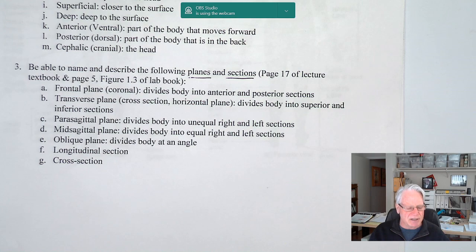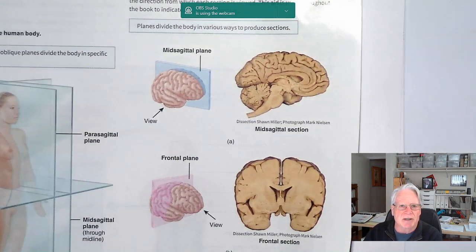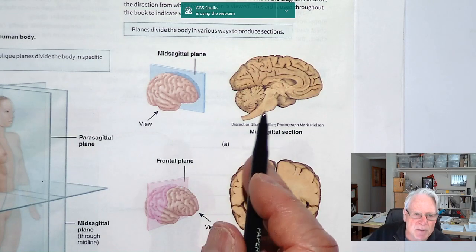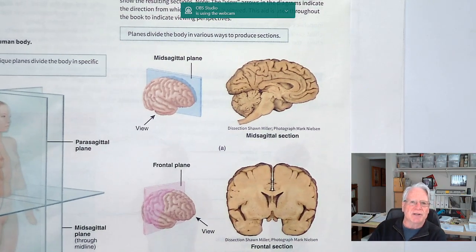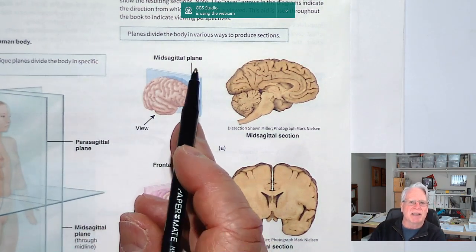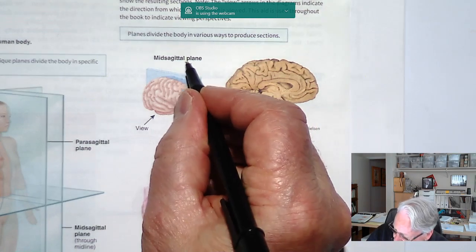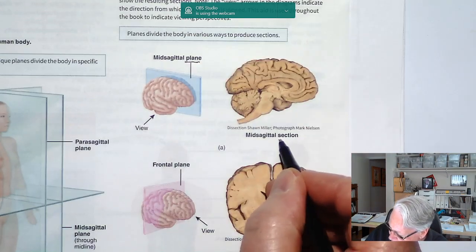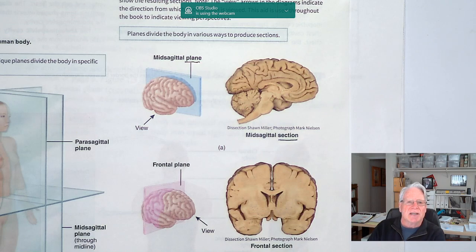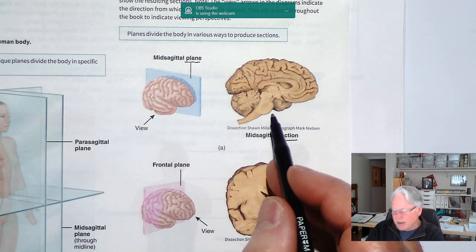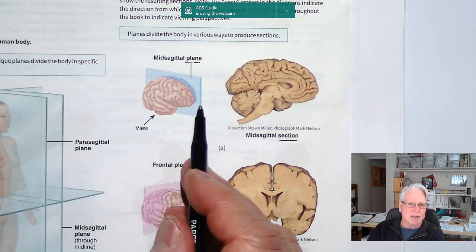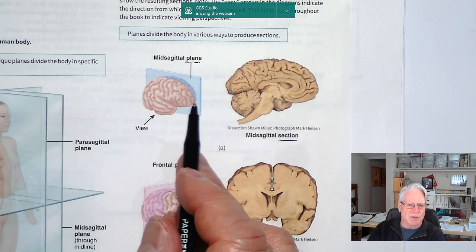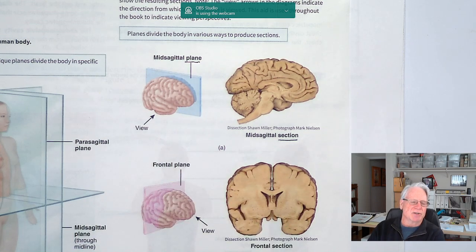First of all, let me explain the difference. So, in this drawing right here, at the top, here's the human brain. And you'll notice that this is referred to as a plane, and this is being referred to as a section. What's the difference? The difference is this has been cut, and this is only an imaginary cut through that structure called the brain.